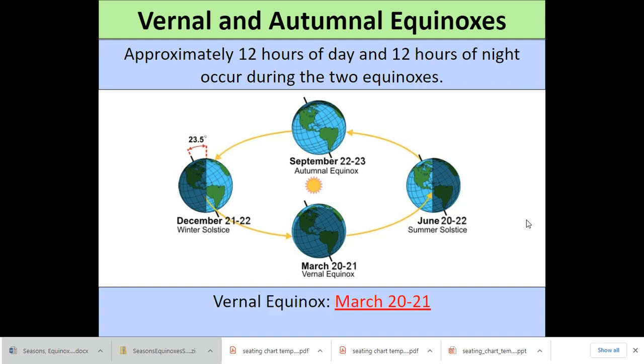We also have a summer solstice when we have the longest day of the year in June, and we have a winter solstice when we have the shortest day of the year, and that is in December.